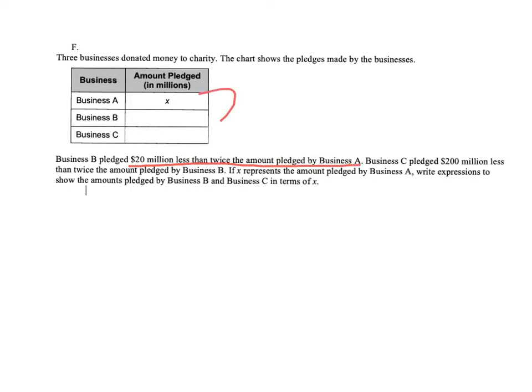So let's go ahead and write down our expression to represent how much business B pledged. So it says that they pledged $20 million less than twice the amount pledged by business A. Now, less than is your turnaround word, so we are subtracting $20 million from twice the amount pledged by business A, and business A is represented by X. So $20 million less than twice the amount pledged by business A. That's going to be business B.